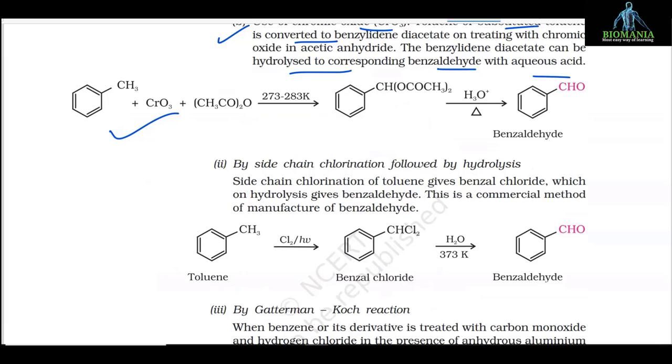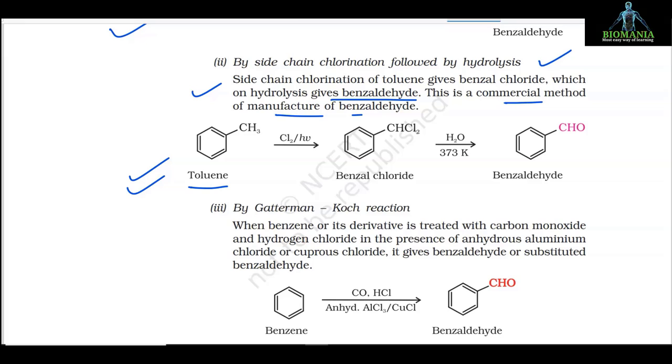Number 2. By side chain chlorination followed by hydrolysis. Side chain chlorination of toluene gives benzyl chloride, which on hydrolysis gives benzaldehyde. This is a commercial method of manufacture of benzaldehyde. Here you can see the reaction where toluene is converted into benzyl chloride and then benzaldehyde.